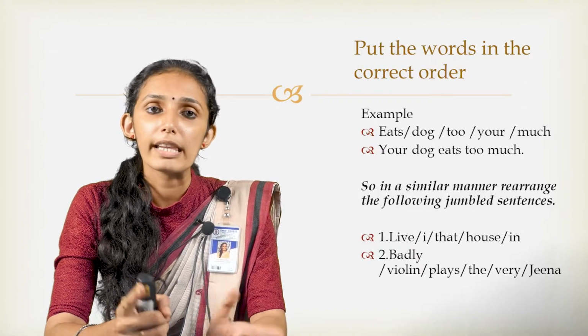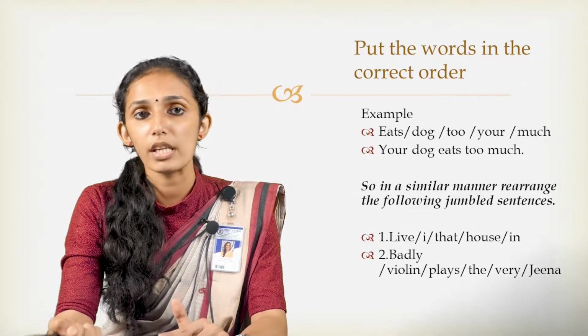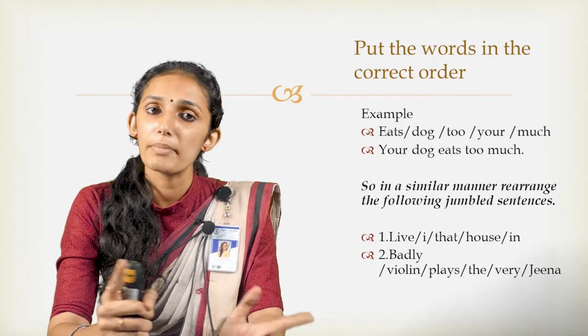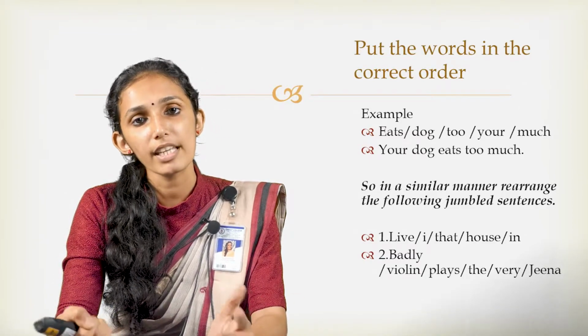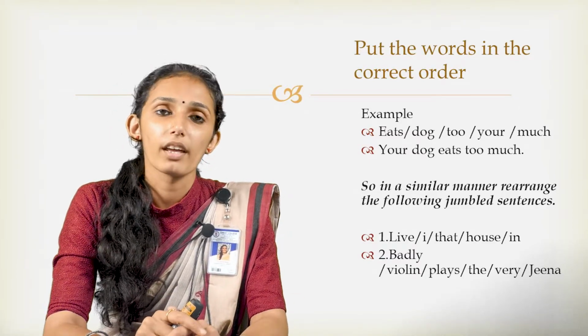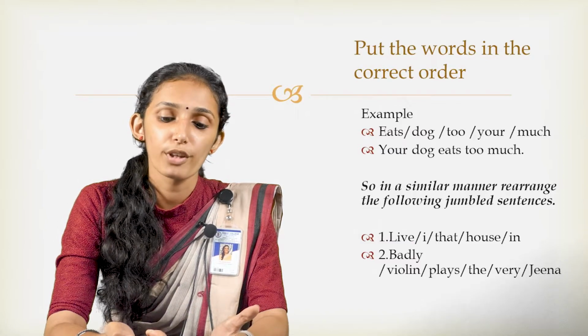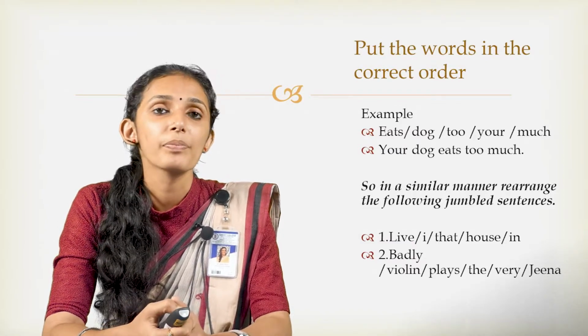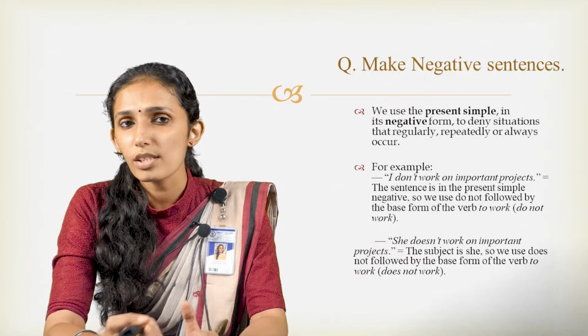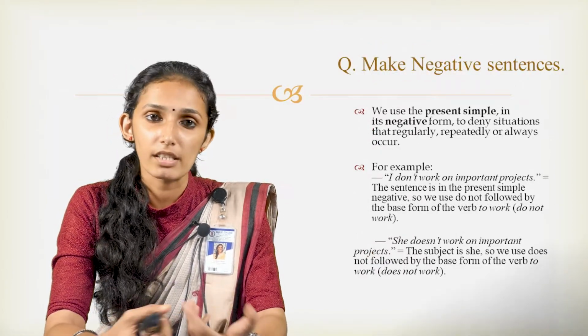The first one: leave I that house in. Second one: badly violin plays the very Gina. Okay, this is a homework for you. Please attempt. Moving to the next question, how to make negative sentences.